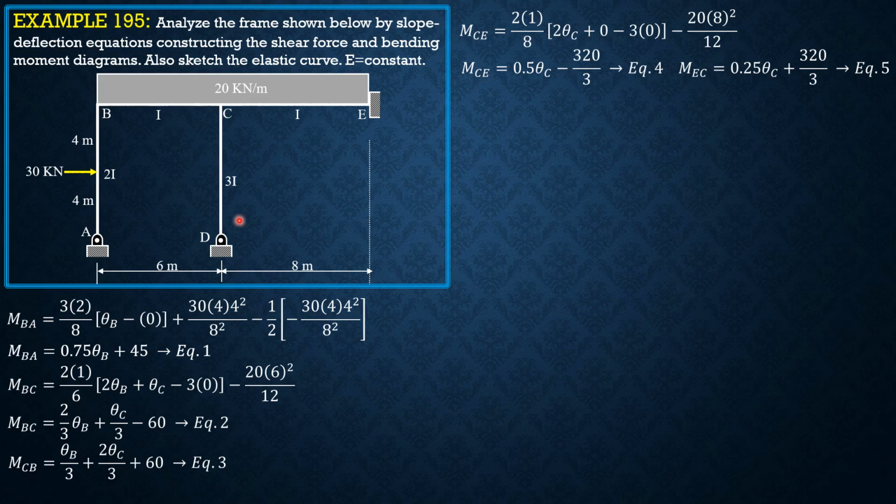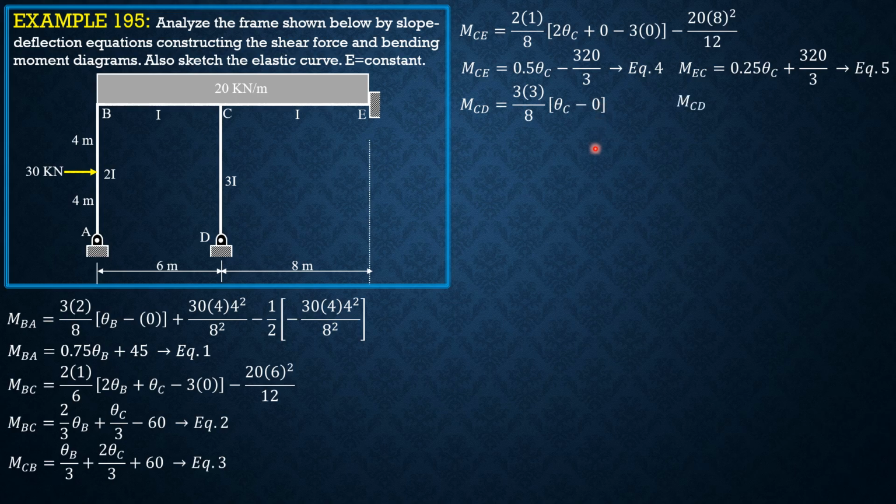Then we have moment CD finally. Far end is pinned, so 3EI over L, the formula. There's no loading, so there's no fixed moment. So moment CD is 3 times 3 over, because this is 3I, over L, which is 8, theta C minus delta over L, 0, no sidesway.